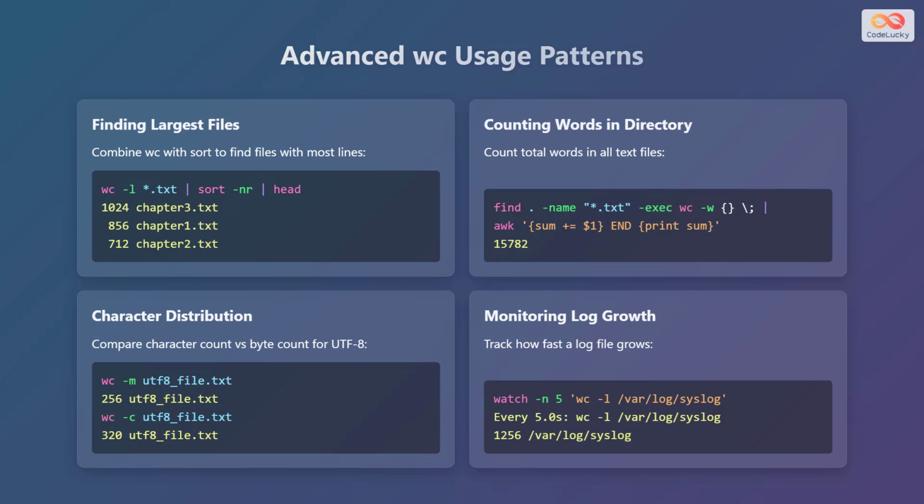The word count command can be used to compare character count versus byte count for UTF-8 encoded files, helping identify multi-byte characters. The command wc -m utf8_file.txt shows the character count, while wc -c utf8_file.txt shows the byte count.